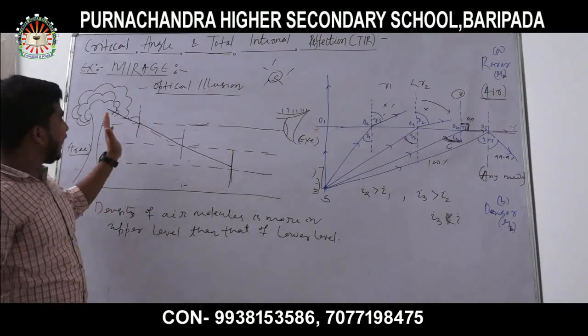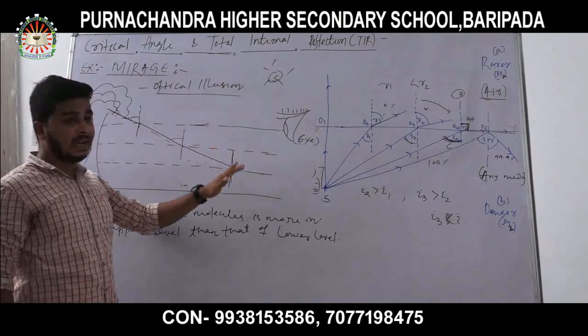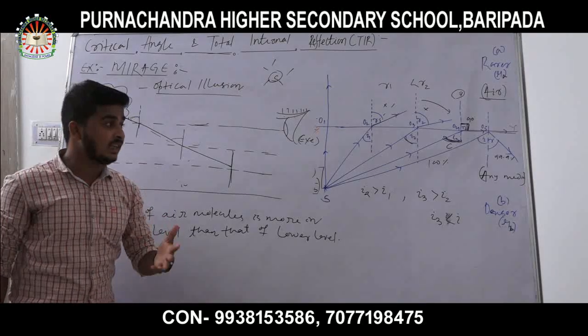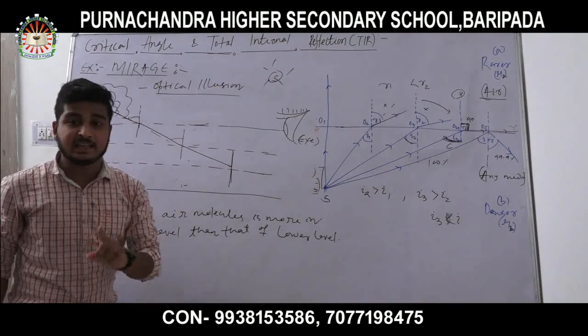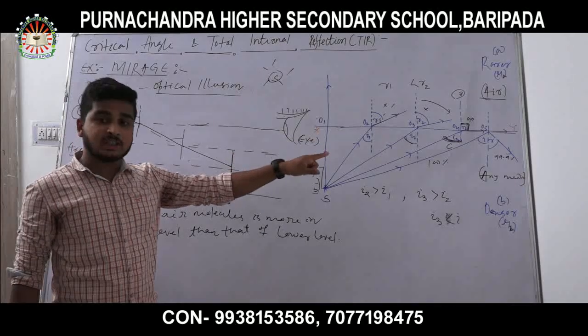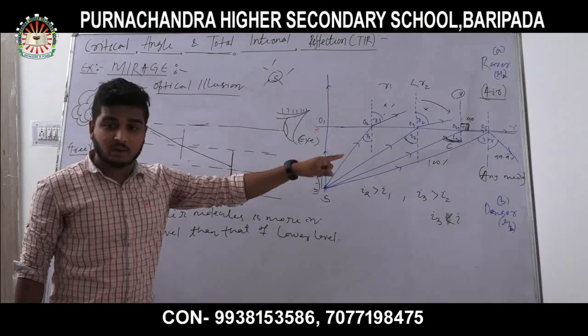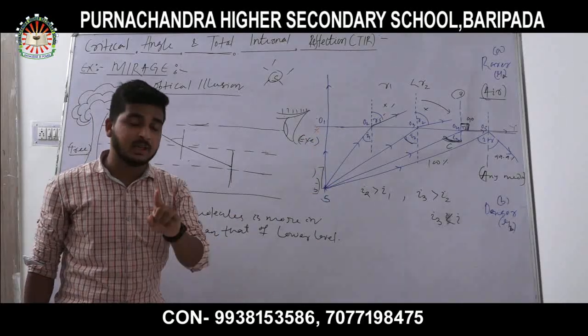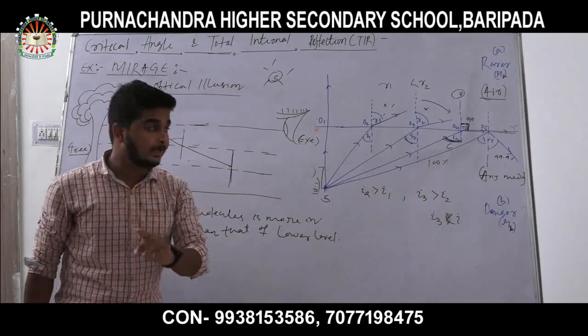Like this bending of light, the incidence angle gradually increases, and finally it reaches the critical angle condition, and after the critical angle condition it will suffer a reflection instead of refraction.